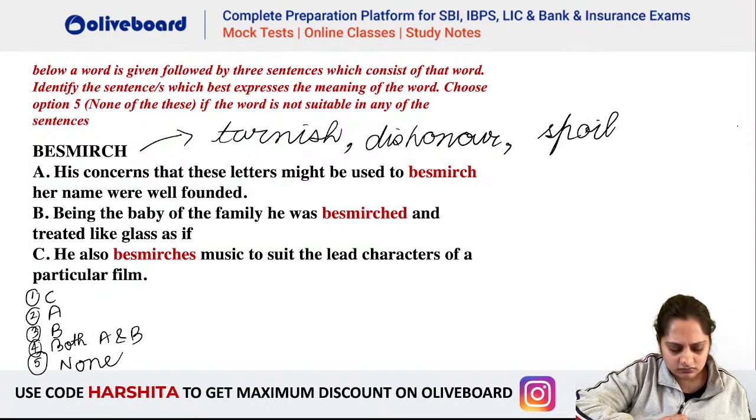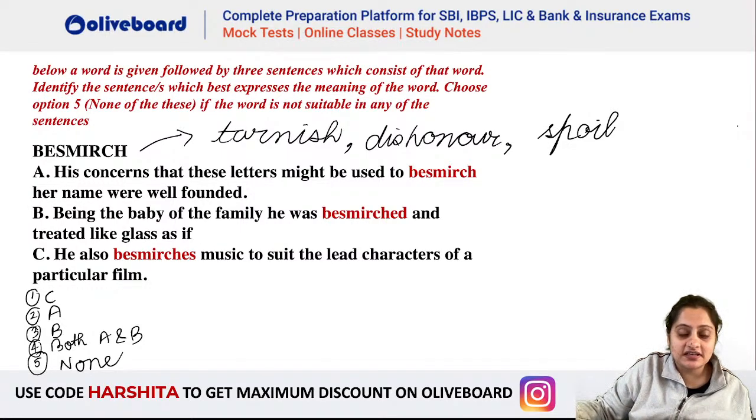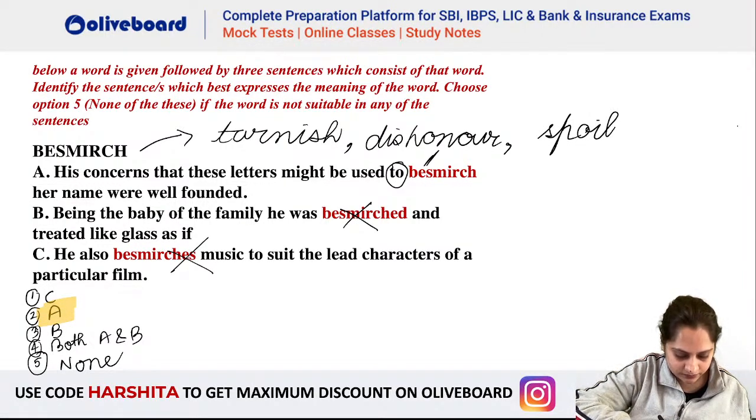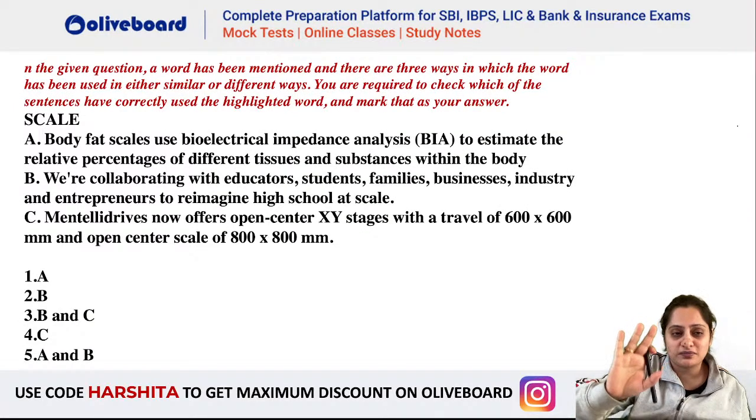What is your final answer? Where is it correctly used? His concerns that these letters might be used to dishonor her name, defame her name. Okay? Treated like glass. Negative context is not there. Besmirch music, for music you don't use it. So very easy elimination. Only A. Correct. Only A. Besmirch. Badnaam mirch. Acha. You remember like that. Any hint is okay if you are able to remember.